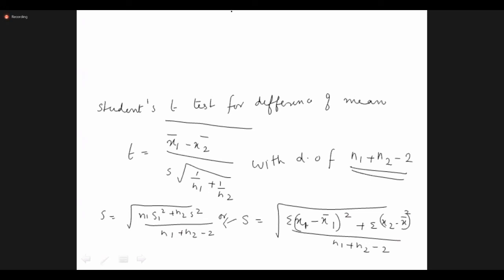Two-tail test: calculated |T| greater than T alpha by 2. Right-tail test: T greater than T alpha. Left-tail test: T less than minus T alpha. I am not taking any modulus for the right and left tail tests. That is easy, I feel.